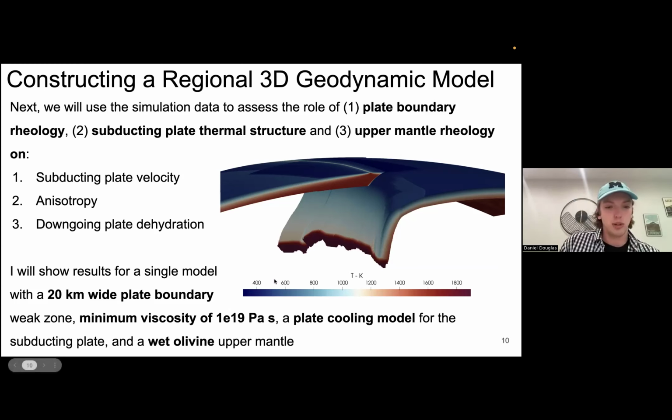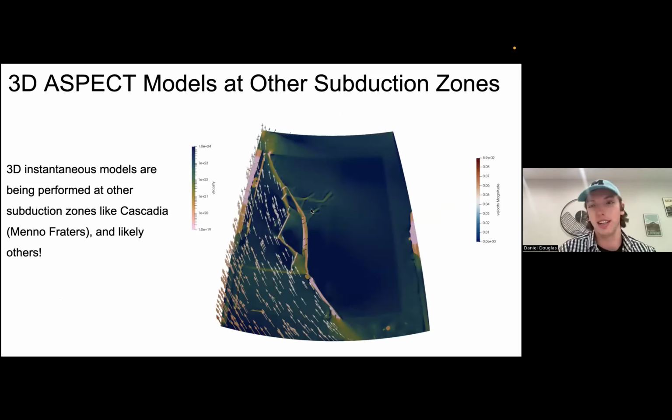And this model has a 20-kilometer wide interface along the subducting overriding plate with a minimum viscosity of 10 to the 19 in that region. We use a plate cooling model for the subducting plate, and we use wet olivine for the rheology of the upper mantle.